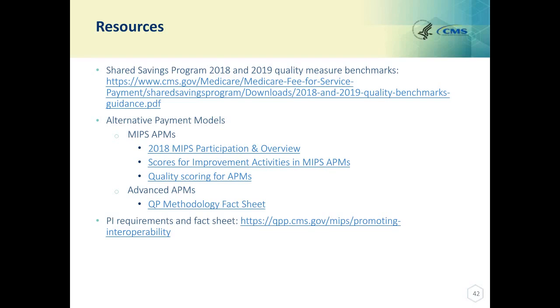Aside from the Quality Payment Program resource, I'll also note the very top resource, the first on the page, the Shared Savings Program 2018 and 2019 quality measure benchmarks are available on cms.gov. On that following link, I won't read it out to you, but when the slides do become available, you'll be able to click through to all of these resources.